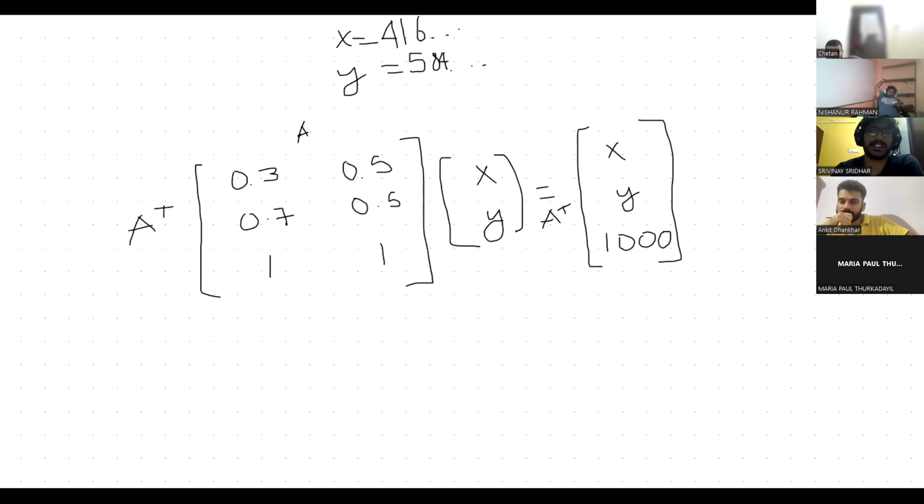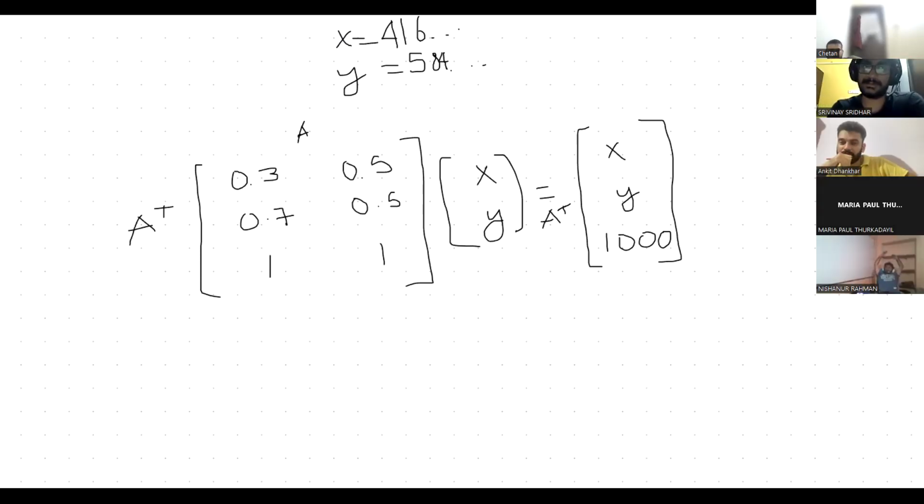Okay, what is the inverse of a 3 cross 2 matrix? 2 cross 3. Oh, sorry. Inverse of a 3 cross 2. No, what is an inverse of a 3 cross 2 matrix, Maria? You can't directly invert it, right? When you look at a 3 cross 2 matrix, what should come to mind? There are 3 equations, but there are only 2 variables, right?